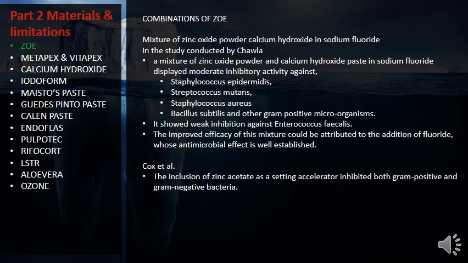Combination of ZOE. Mixture of ZOE and calcium hydroxide in sodium fluoride. In the study conducted by Chawla et al., a mixture of zinc oxide powder and calcium hydroxide paste in sodium fluoride displayed moderate inhibitory activity against Staphylococcus epidermidis, Streptococcus mutans, Staphylococcus aureus, Bacillus subtilis, and other gram-positive microorganisms. It showed weaker inhibition against Enterococcus faecalis. The improved efficiency of this material mixture could be attributed to the addition of fluoride, whose antimicrobial effect is well established. According to Cox et al., the inclusion of zinc acetate as a setting accelerator inhibited both gram-positive and gram-negative bacteria.